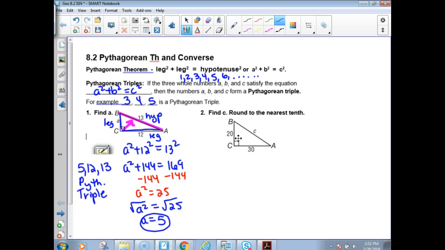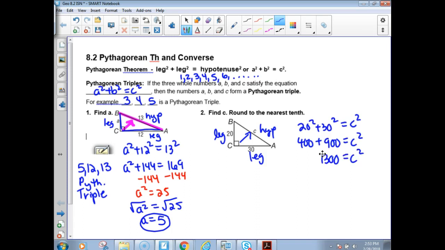Okay, let's check out what happens on number 2. On number 2, 20 is a leg, 30 is a leg, and the side across from the right angle, c, is your hypotenuse. So we do 20, I'm going to write that up a little bit higher. So we got 20 squared plus 30 squared equals c squared for this problem. 20 squared is 400, 30 squared is 900. When I add 400 and 900, I get 1300 equals c squared.